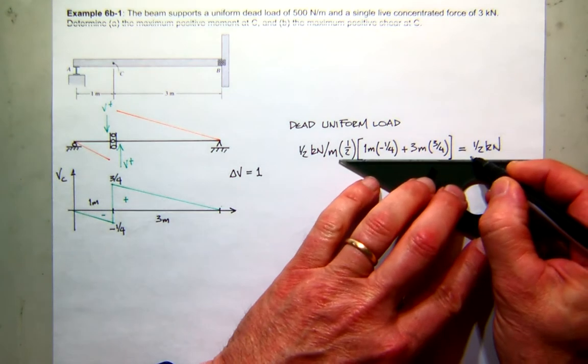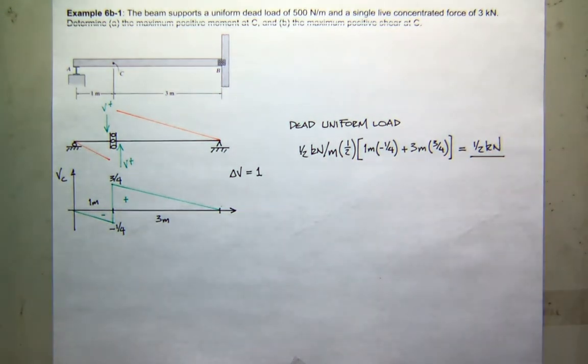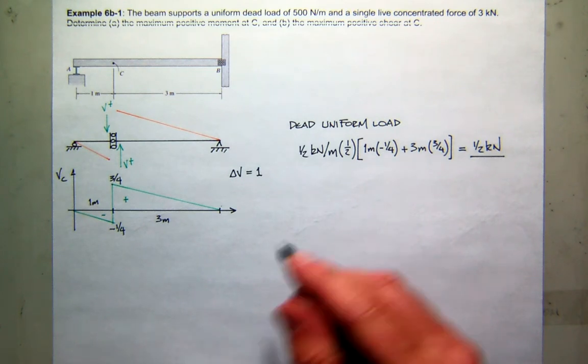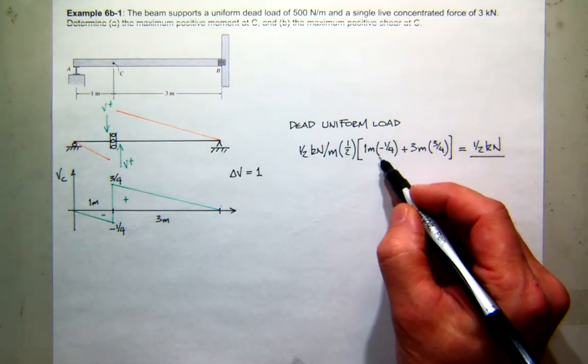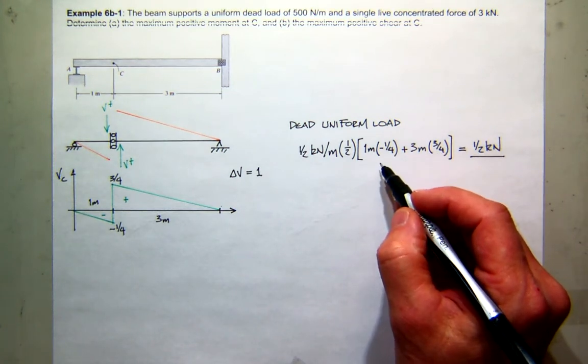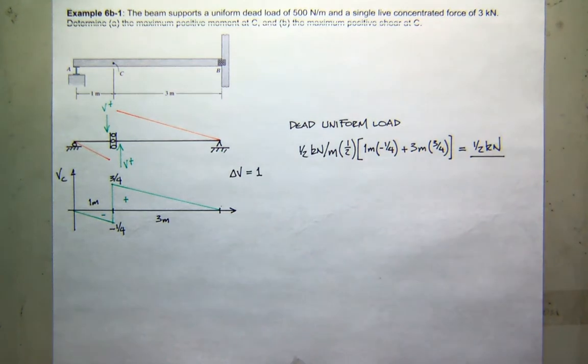This is shear. Did I do that right? That makes sense? Right? That's 9/4 minus 1/4. That's 8/4. 8/4 is 2. 2 cancels 2. That's fine. Somebody check that.